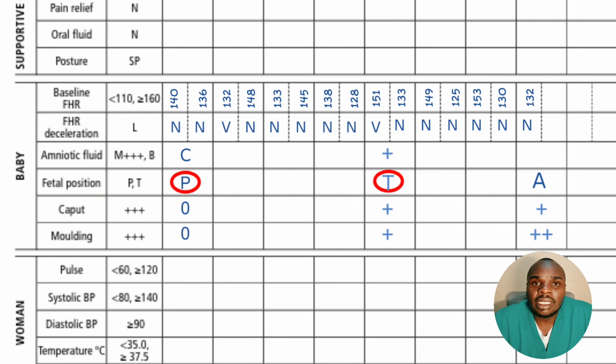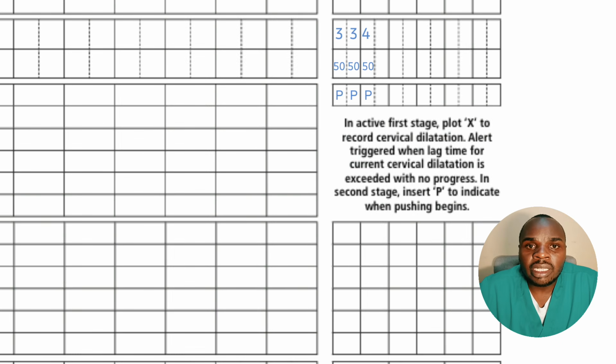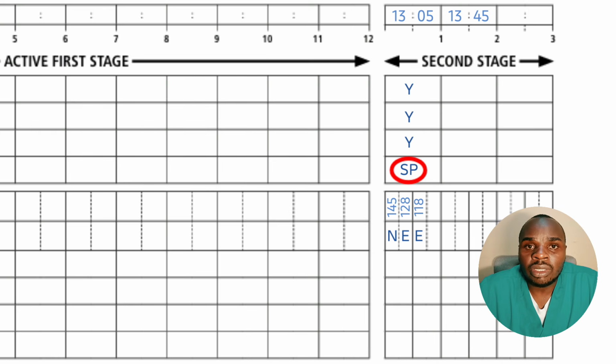Time now is 13:30. Mary Jane maintains 4 uterine contractions in 10 minutes, lasting 50 seconds each. Fetal descent is 0 out of 5, fetal heart rate of 118 beats per minute with early deceleration. Childbirth takes place vaginally at 13:45 hours.